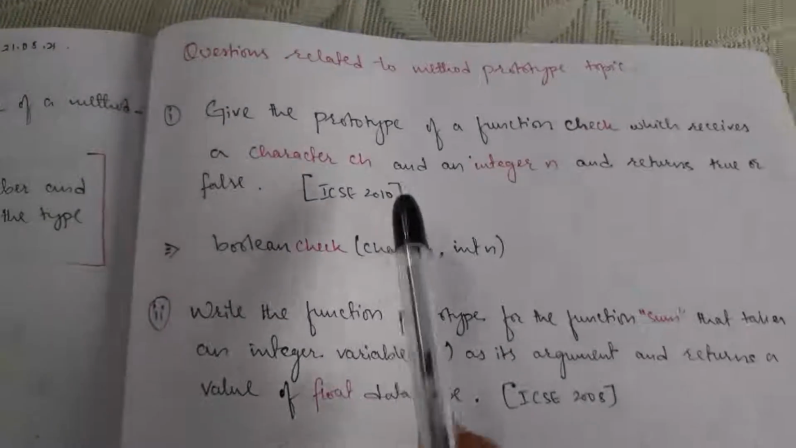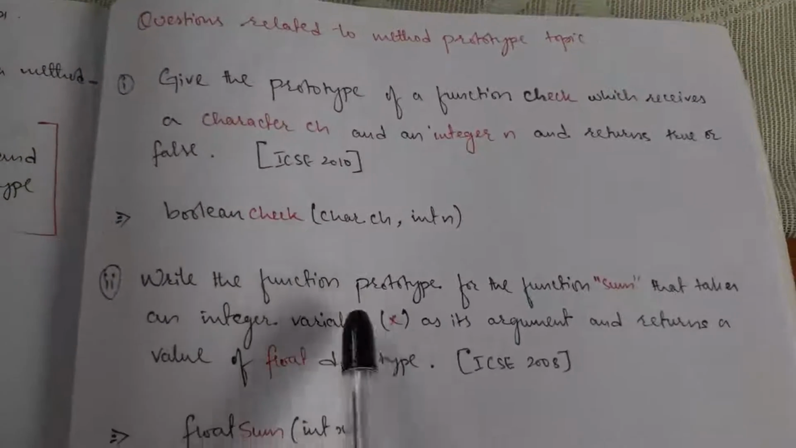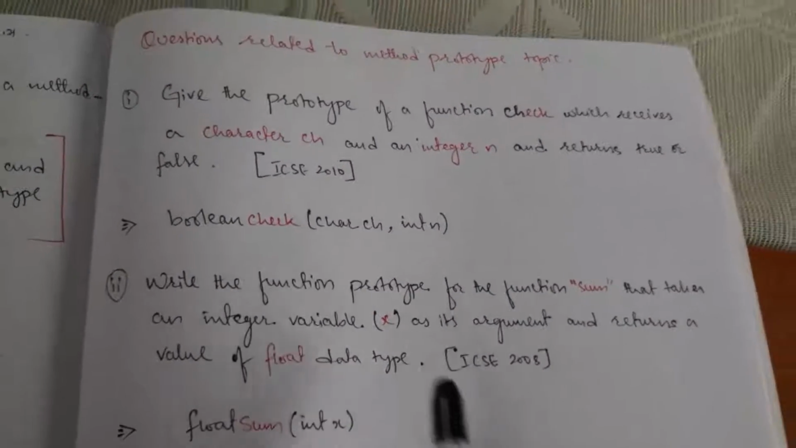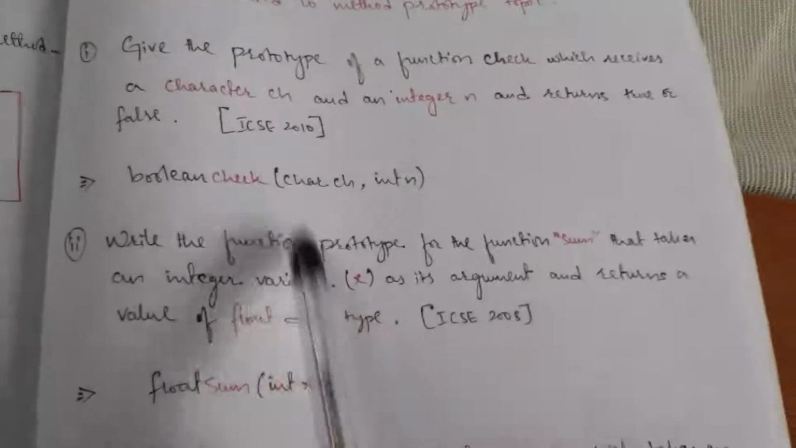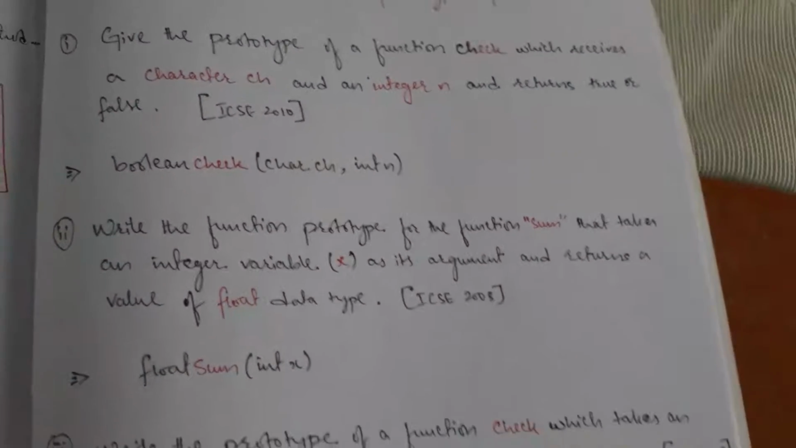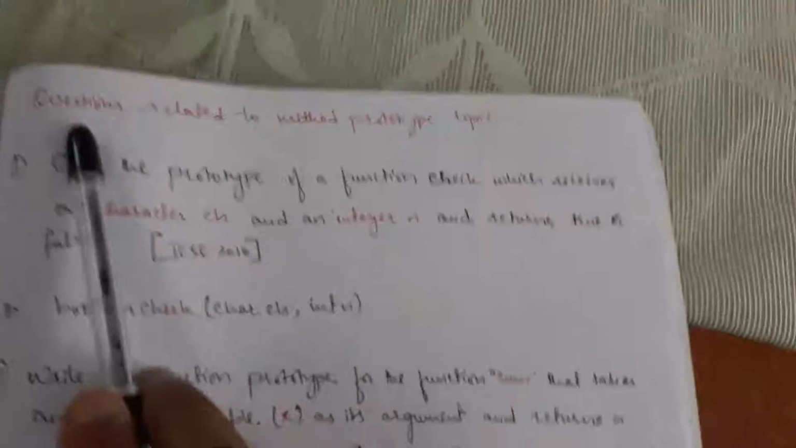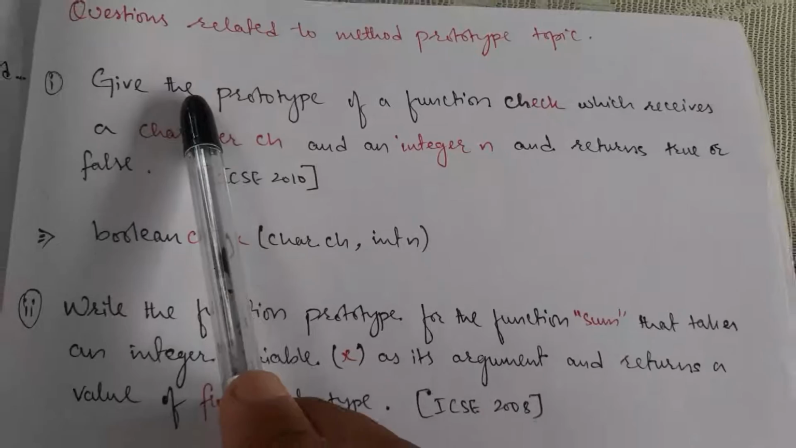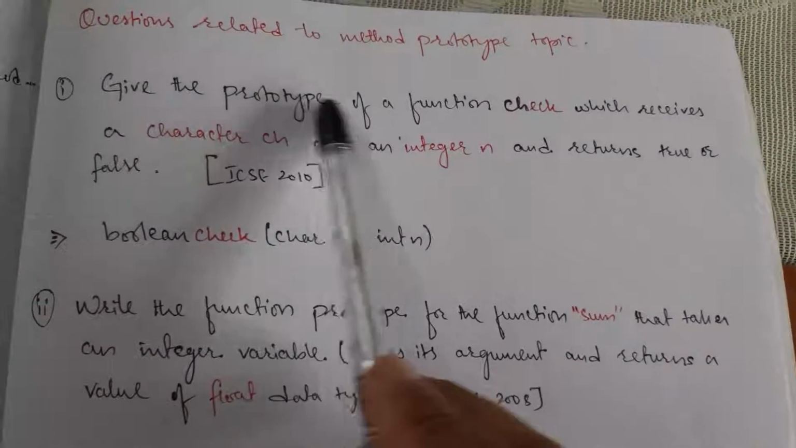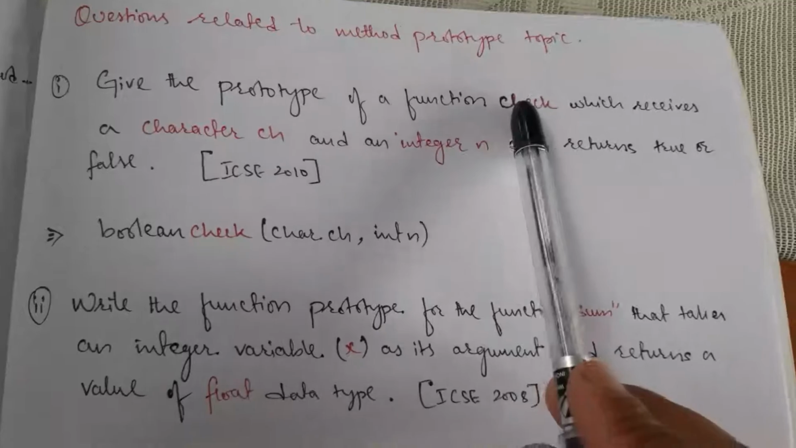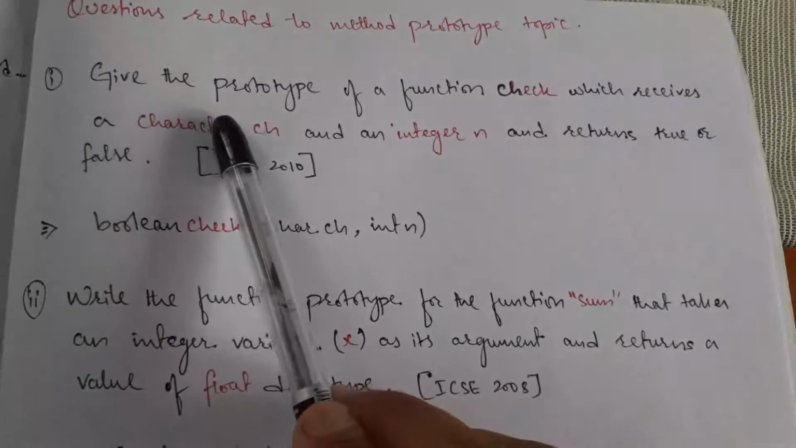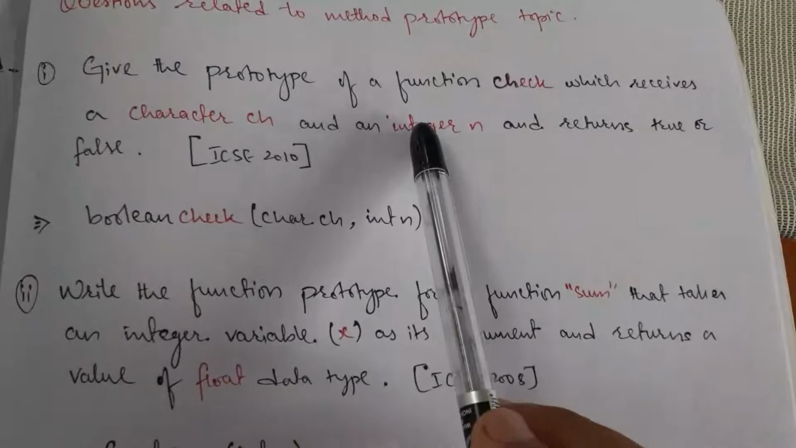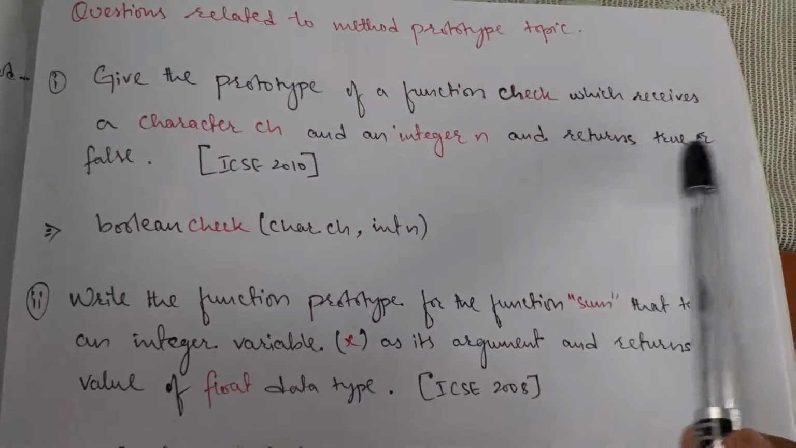Now, what kind of questions may come from this method prototype portion? I have written some questions which have come in the recent ICSE exams, and I'd like to explain with the help of these questions. Number one: give the prototype of a function check. The name of the function is check, which receives a character ch and an integer n and returns true or false.